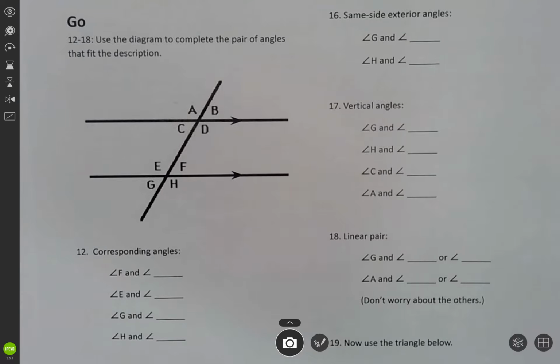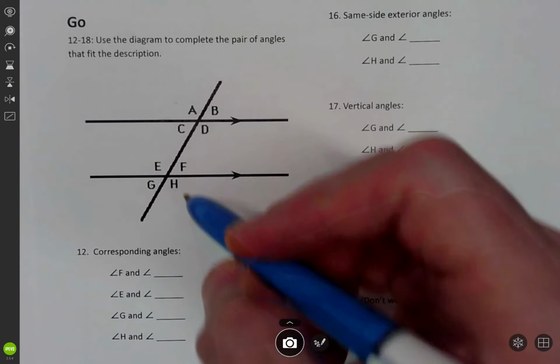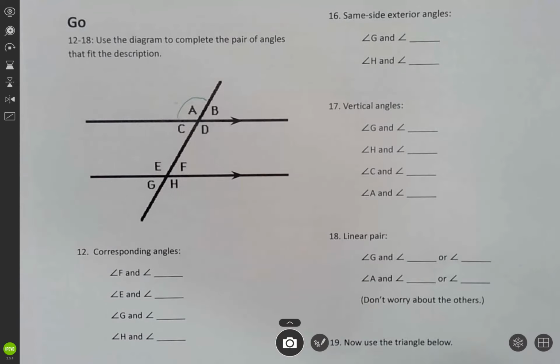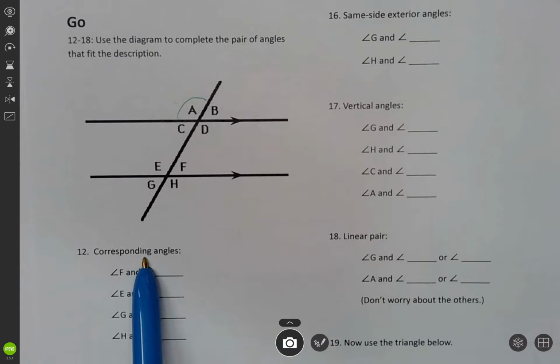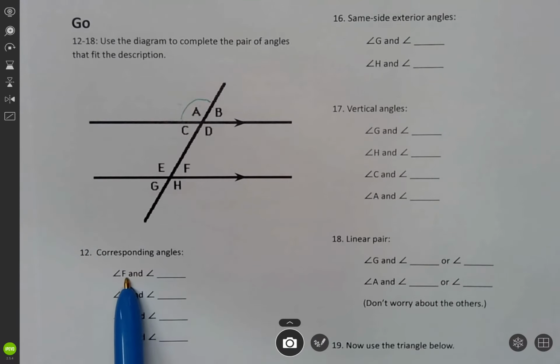Okay, if you haven't already, flip to the back page. We're going to look at the go. We're going to use the diagram to complete the pair of angles that fits the description. So I've got A, B, C, D, E, F, G, and H here. We're not naming these with 3 letters. We're just letting A be this whole angle right here. So I want to know in the first set of relationships, what does it mean to correspond? What angle corresponds to F?